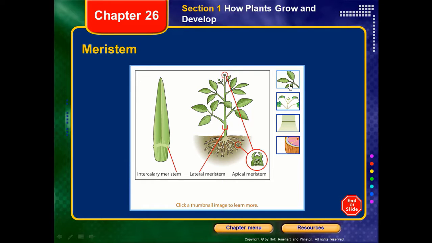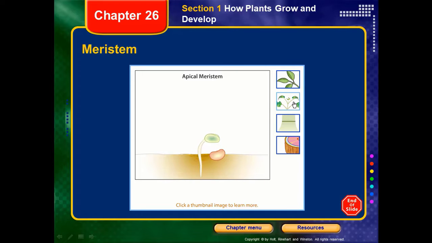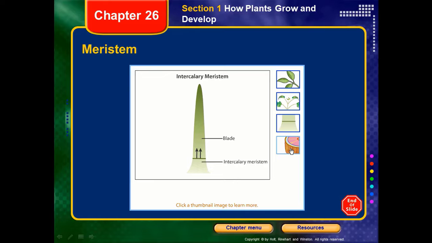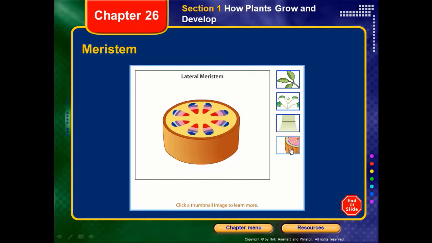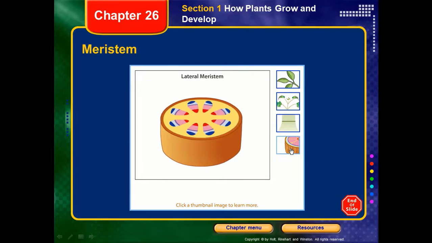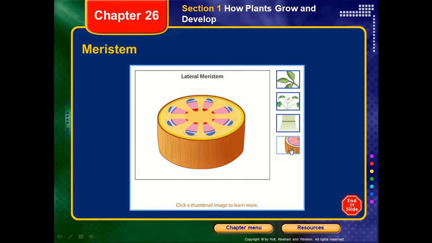A meristem is a growing region in a plant. Apical meristems are the growing regions at the tips of stems and roots in plants. Most plants grow in length through apical meristems. Some monocots have intercalary meristems. Intercalary meristems are located above the bases of leaves and stems and allow leaves of monocots like grass to regrow quickly. Gymnosperms and most dicots have lateral meristems, which increase the diameter of roots and stems.